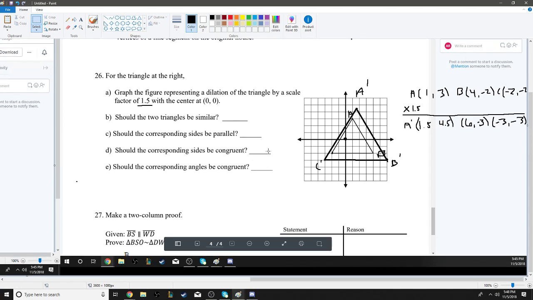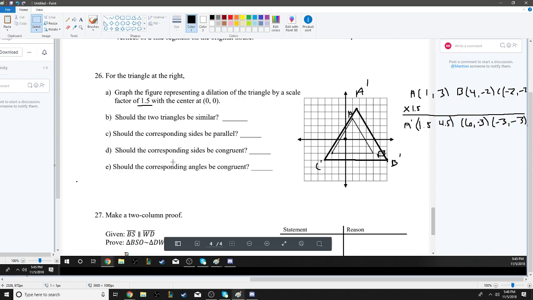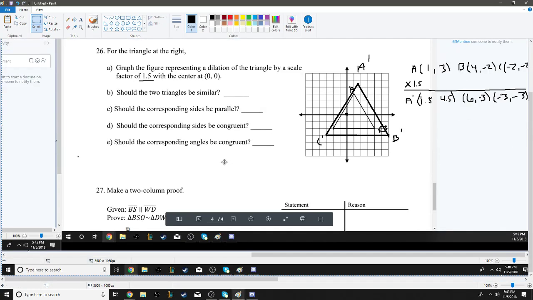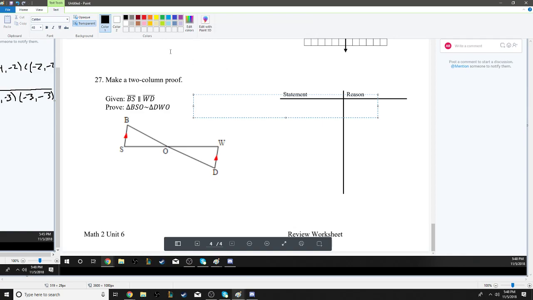Alright. Last question. Make a 2-column proof. Statement and reason. So, first statement. I need to make this a lot smaller.